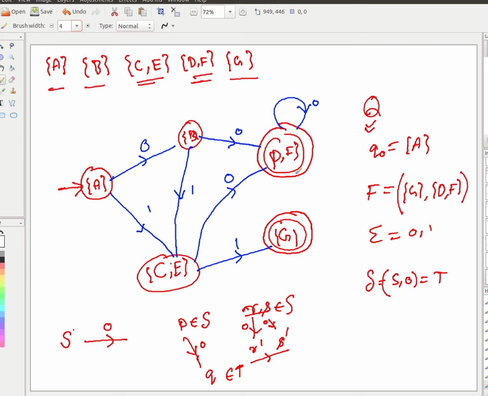G at 1 and D and F, they will be going to CE. And G at 0 will go to DF. At 1, it will remain at the same place. Done. This is what you achieved, a minimized DFA. You started with a 7-state DFA, and this is a DFA, and the language is certainly the same. Right. Why is the language certainly the same?